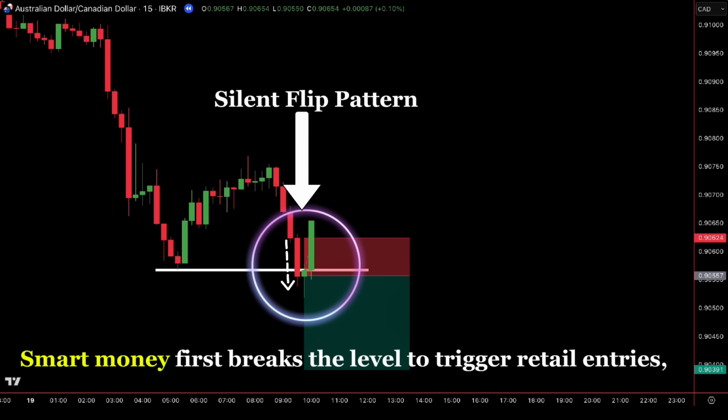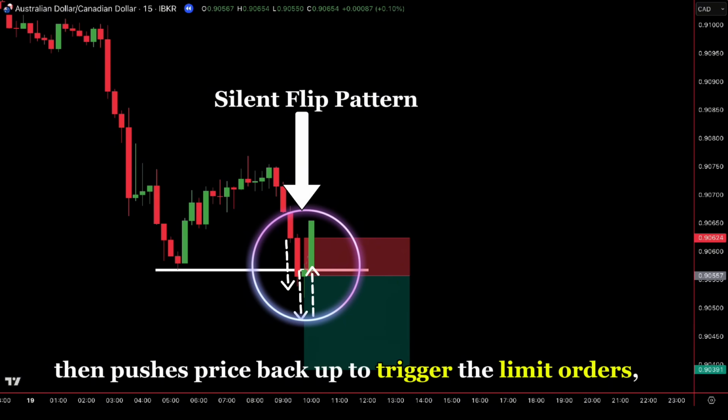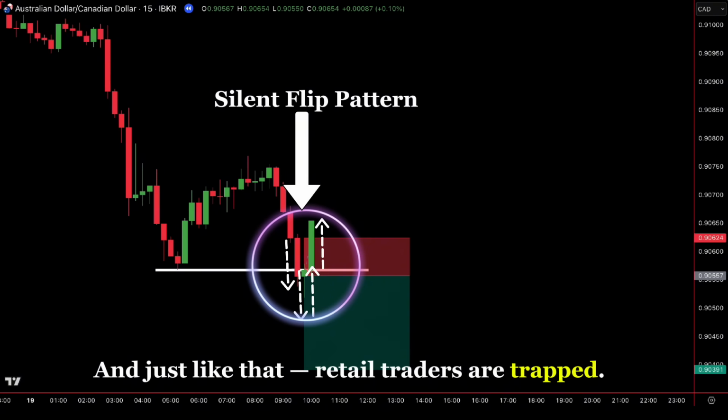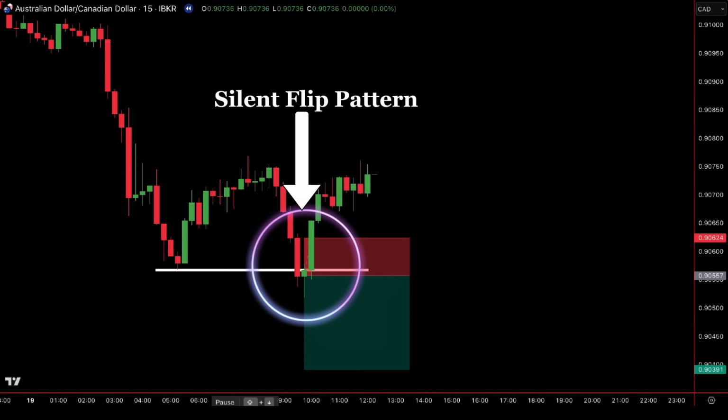Smart money first breaks the level to trigger retail entries, then pushes price back up to trigger the limit orders, and finally uses the third candle to hit the stop losses. And just like that, retail traders are trapped. The move they thought was a breakout was just a setup for the real reversal. From there, the market flips direction and starts trending upward, leaving smart money in control, and retail traders stopped out and confused.